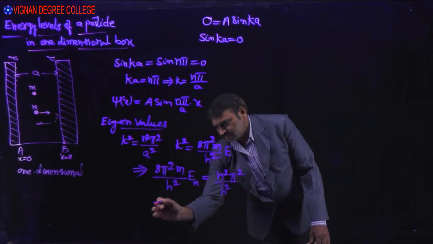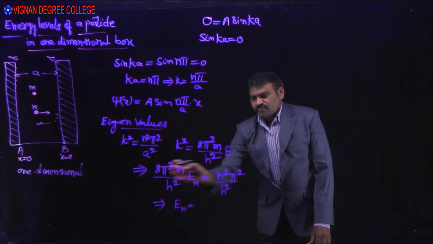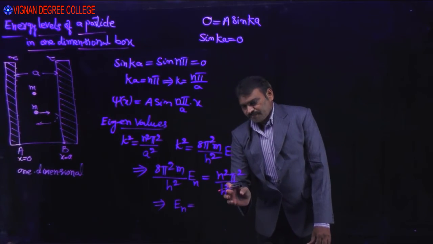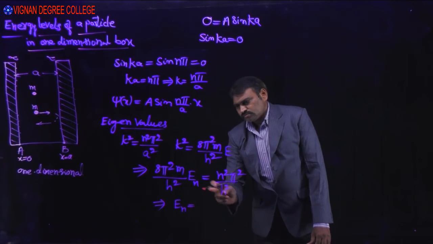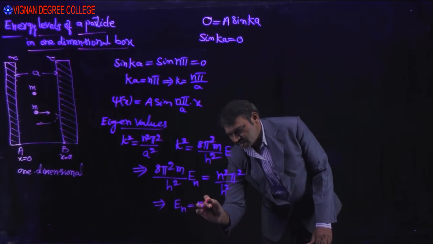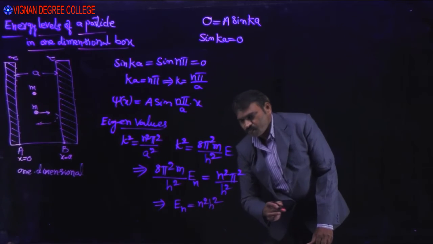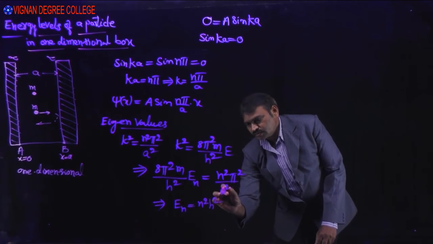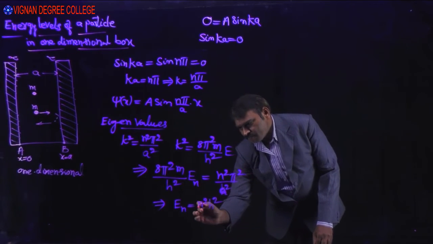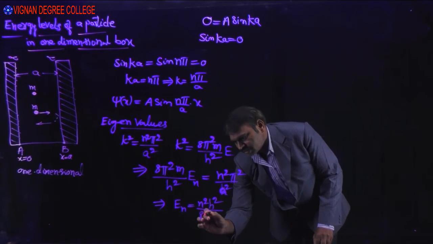From this equation, En is equal to, pi square gets cancelled, n square h square by 8 m a square.